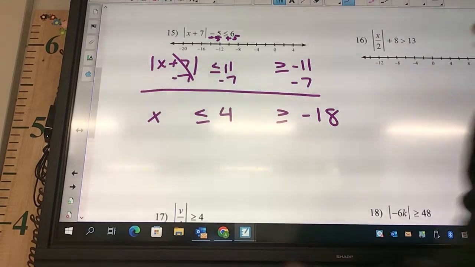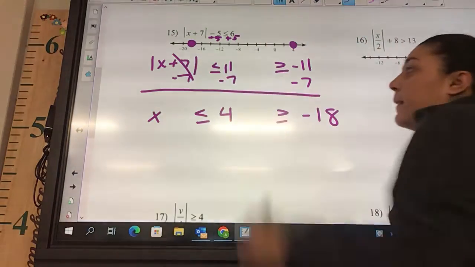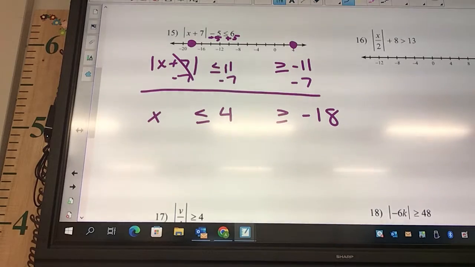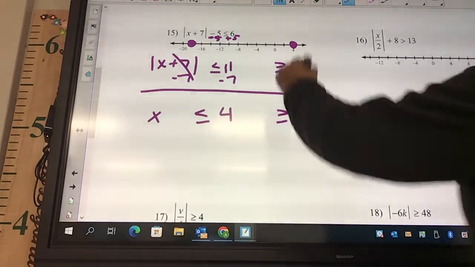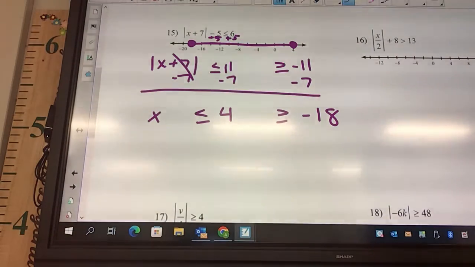Okay, so I'm going to get closed on 18 and closed on 4. Pointed in or out? In. Is that an and or an or? It's an and.